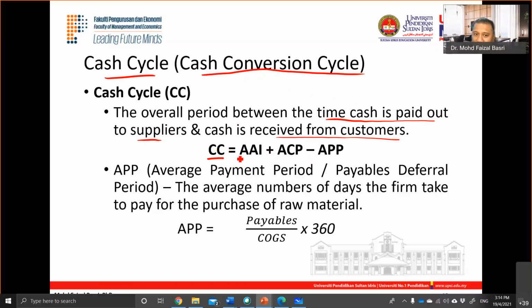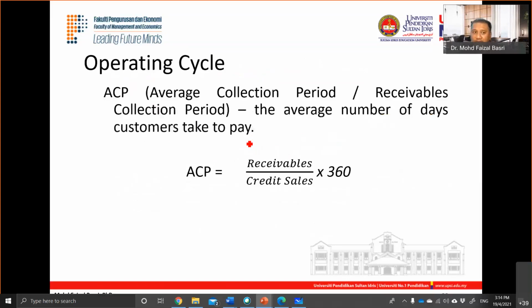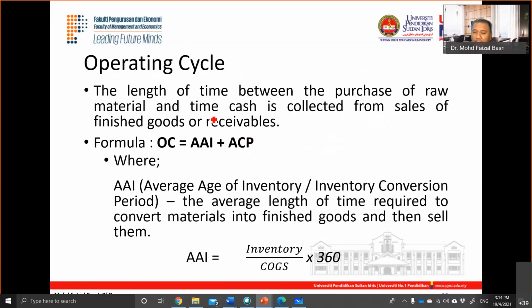First is AAI. So what is AAI? AAI stands for average age of inventory. So what does it mean by average age of inventory? I can reverse back. Average age of inventory, okay, so this is the definition.